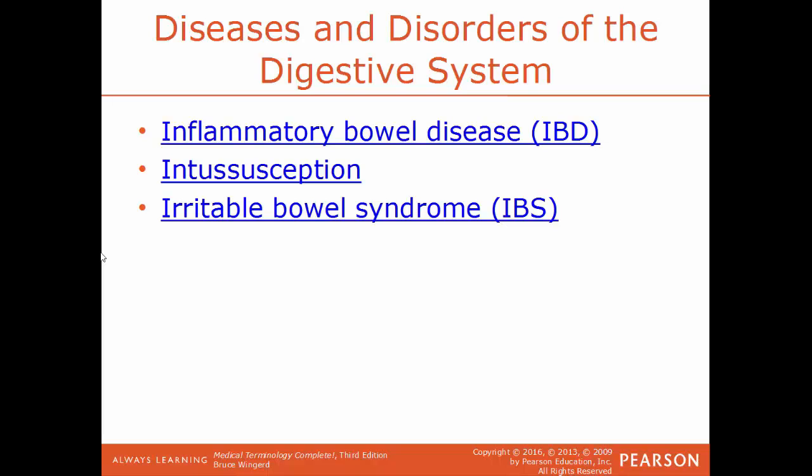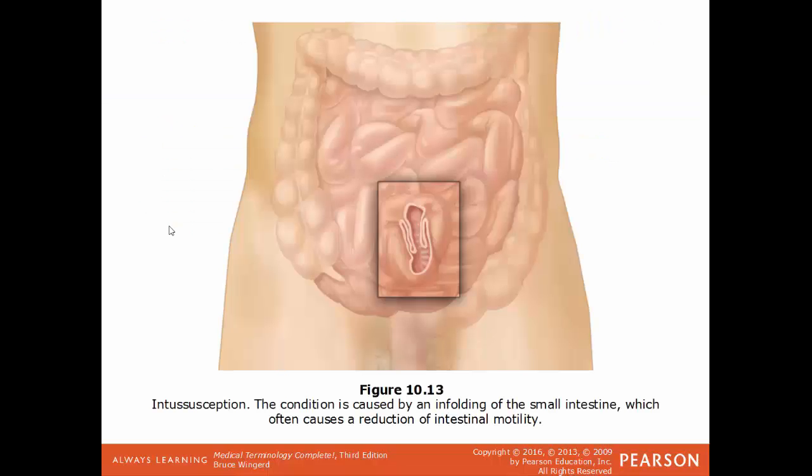So IBS may be uncomfortable and can affect someone's quality of life, but it is not as serious as inflammatory bowel disease. Now, IBD can result in permanent damage to the digestive tract, where IBS does not. On this image, we have an example of intussusception, where you have a part of the intestine folding over to the part right next to it, which will cause a blockage, and the material can't move forward, and this is going to get more and more painful.